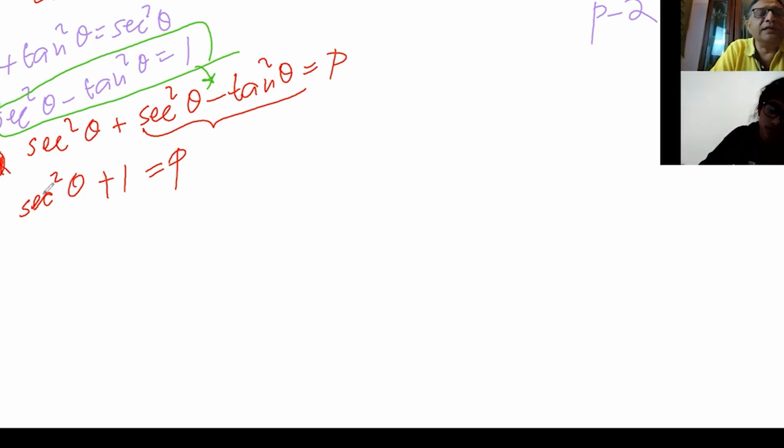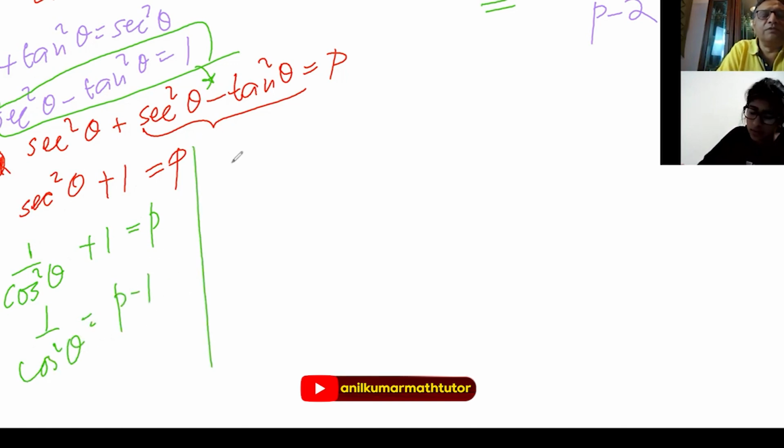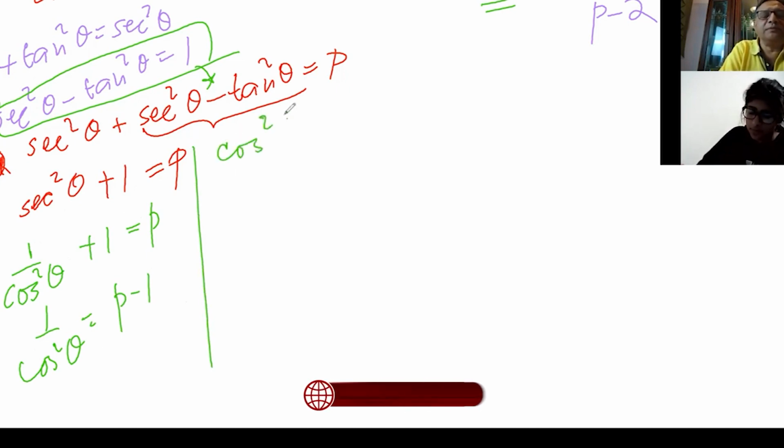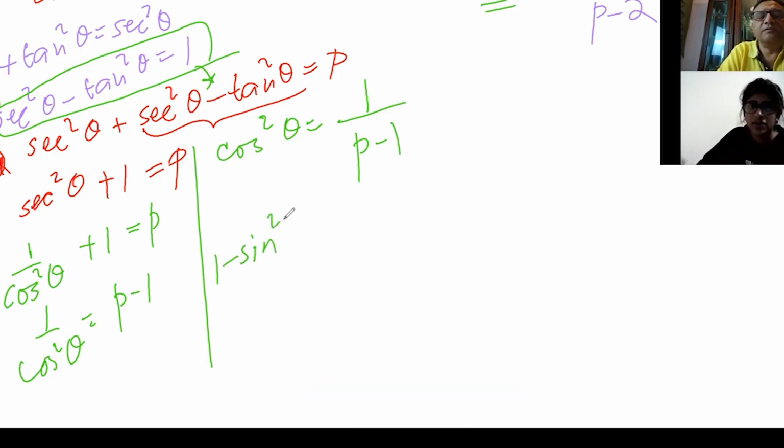So we have secant squared theta as P minus 1. We want cosecant, so let's write it in terms of sine and cosine. Secant is 1 over cos, so 1 over cos squared theta is P minus 1. So we could write cos squared theta equals 1 over P minus 1. This is in cosine, so we'll write cos squared theta as 1 minus sine squared theta.